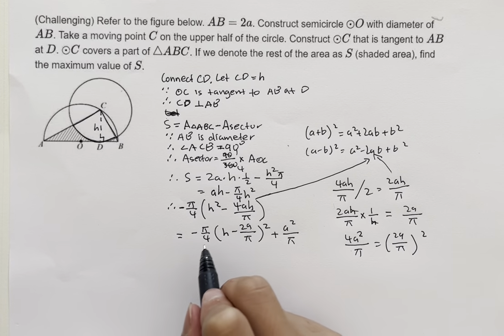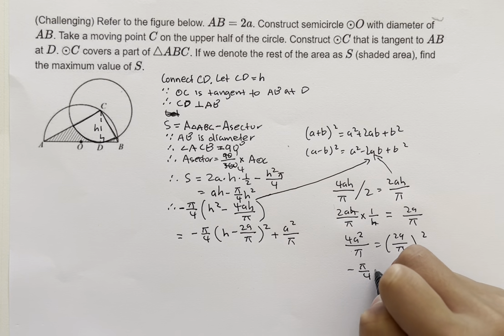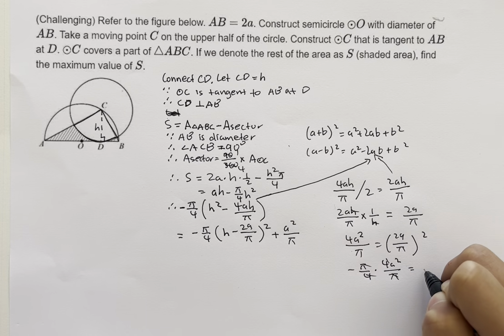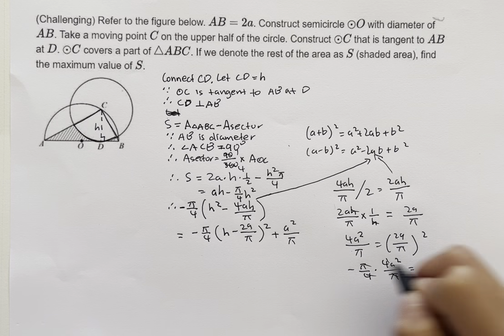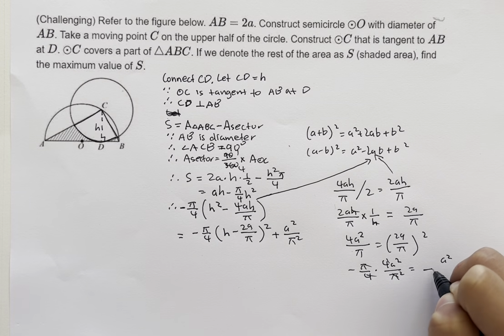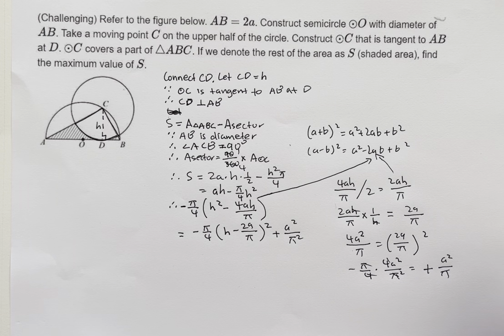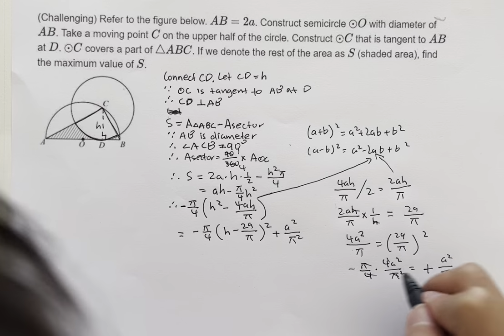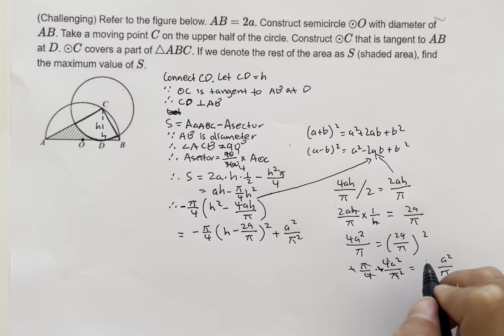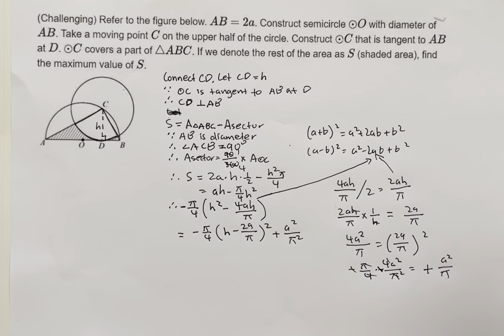But then, since we have this negative pi over 4, we have to multiply that. So negative pi over 4 times 4a squared over pi. And then you get negative, actually no, this will be pi squared. So negative a squared, positive a squared over pi, because negative and negative cancel out. So these two negative signs will cancel out each other, and that is how we got the a squared over pi squared.